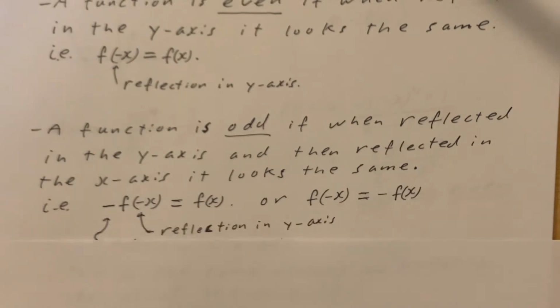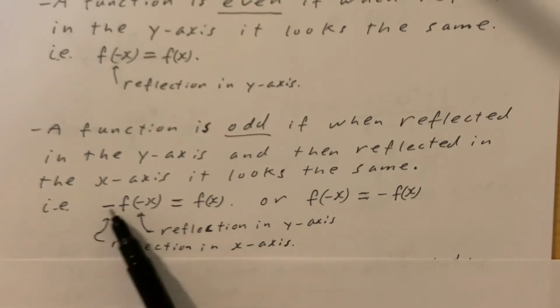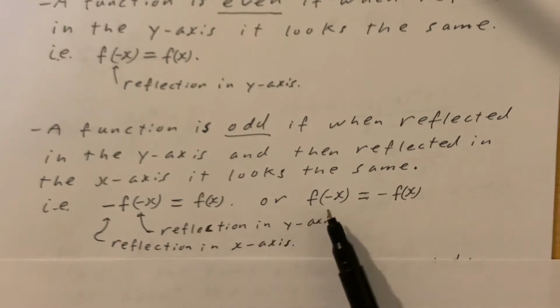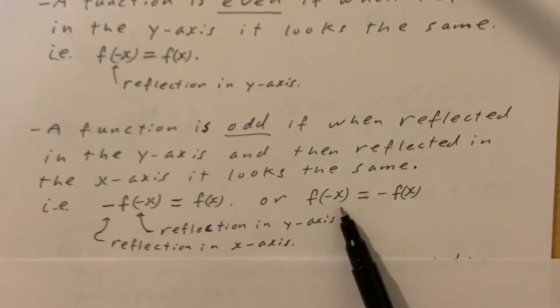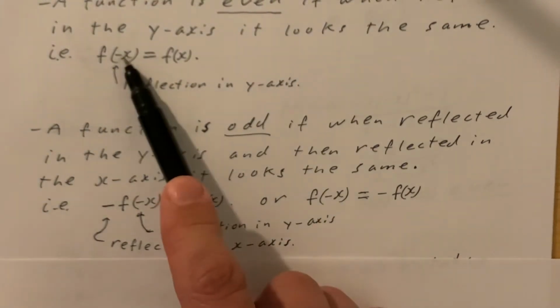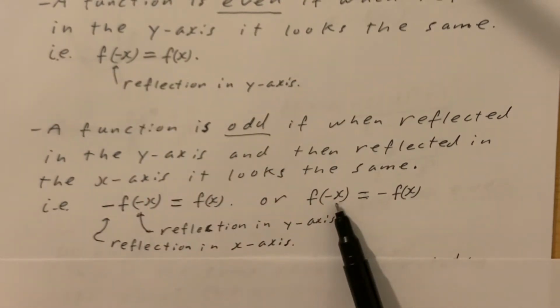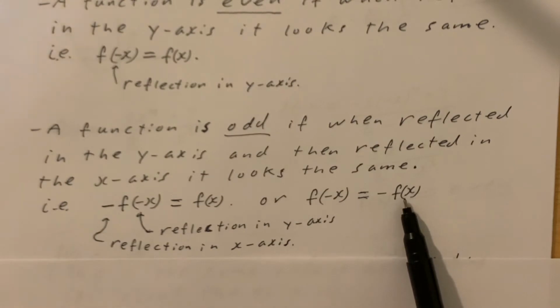So here, if you look at this, the inside negative means a reflection in the y-axis. The outside negative means a reflection in the x-axis, so it's doing both. So this is what's happening. Or you can write it like this. This is the more useful way of writing it. This way, in both cases, I can check to see what f of negative x equals. And then if it equals f of x, I have even. If it equals negative f of x, then I have odd. Okay.